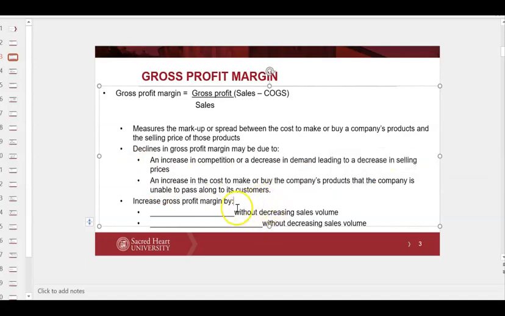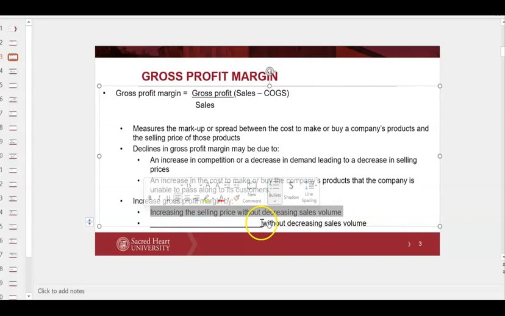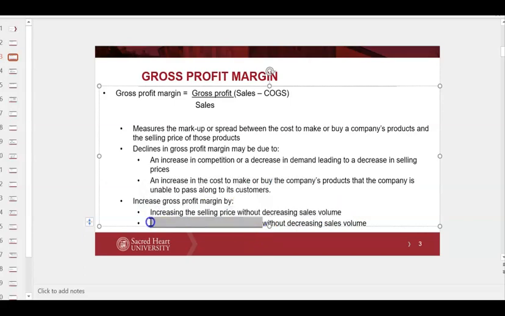What can a company do? A company can increase gross profit margin by increasing the selling price without decreasing sales volume. And of course, this is much easier said than done. Another easier said than done: decreasing the cost to produce the goods that are manufactured and then sold, without decreasing the sales volume.